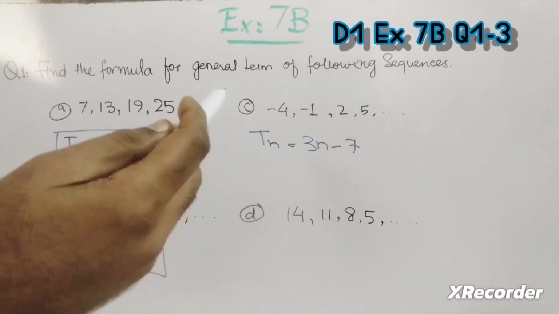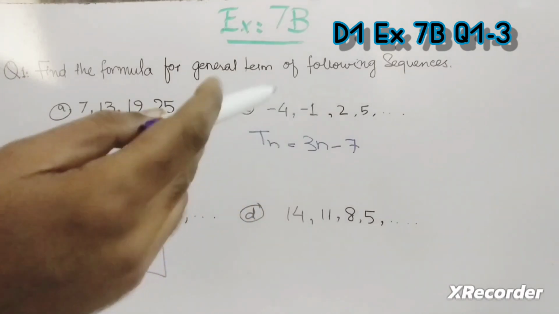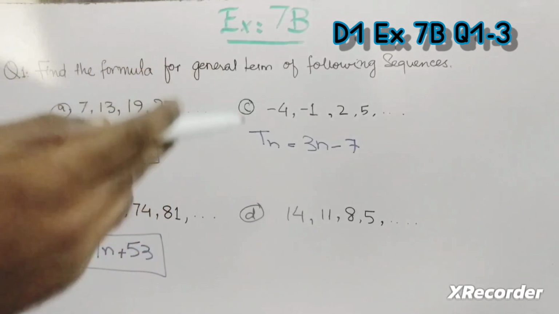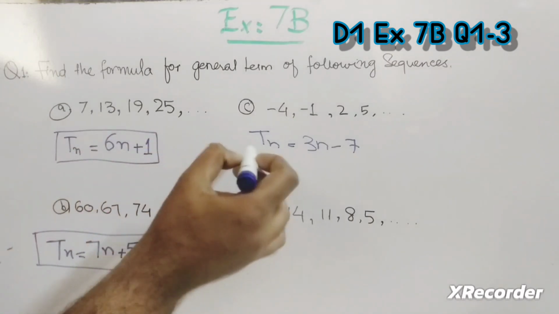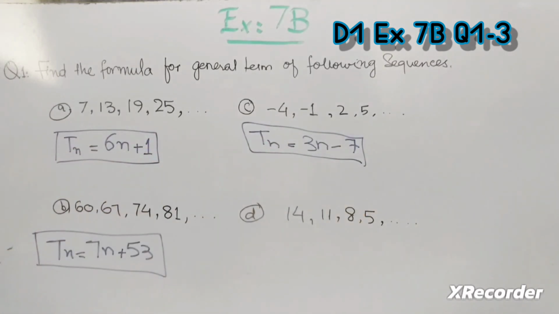For second term 3 times 2 is 6, 6 minus 7 is -1. Okay. For third term 3 times 3 is 9, 9 minus 7 is 2. So it qualifies our sequence, so it is our required formula.